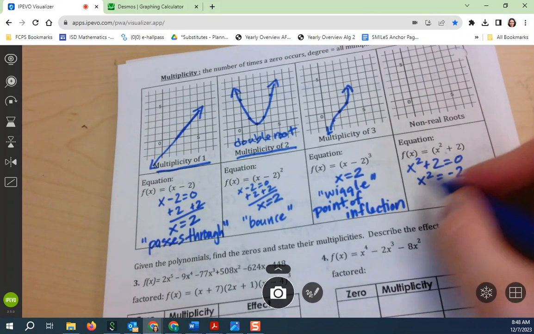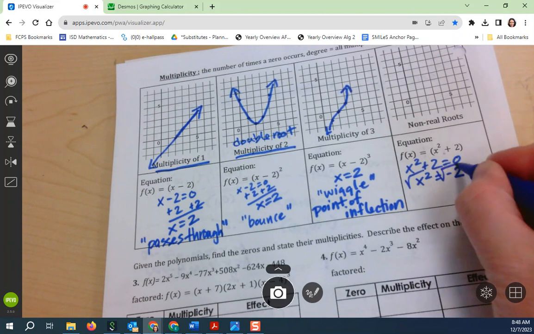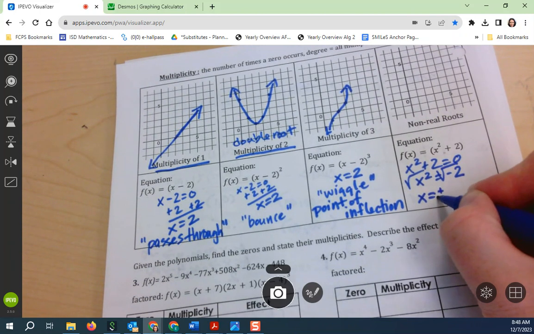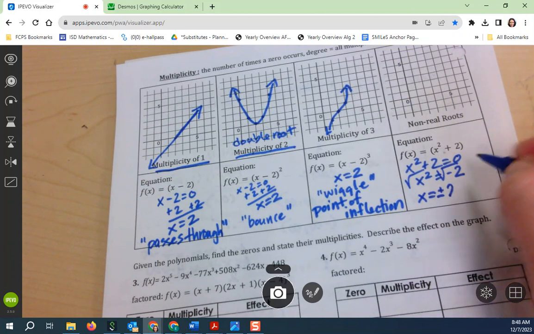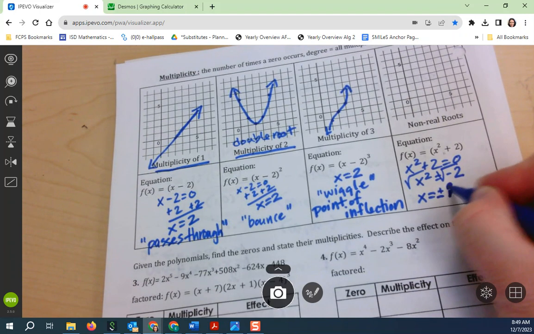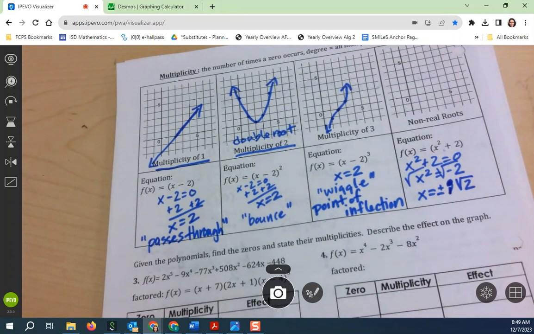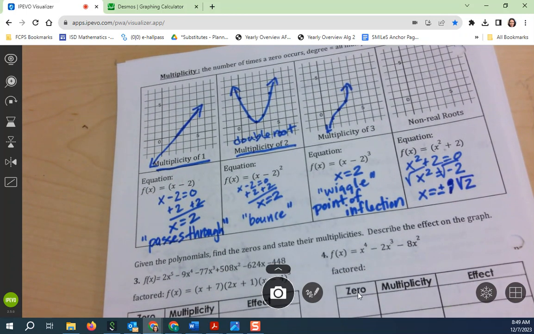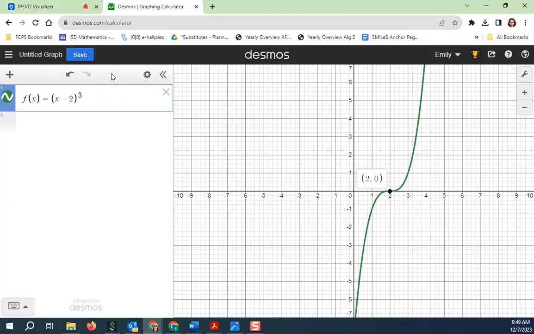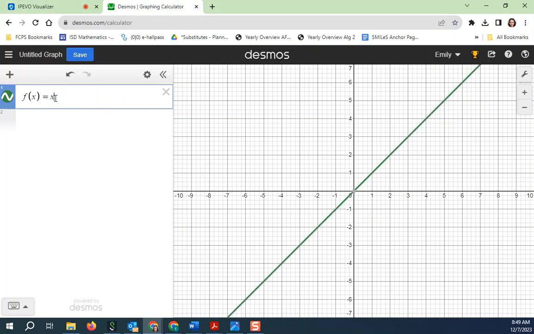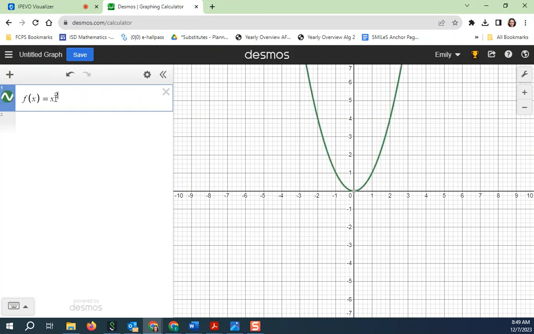Okay, so we're going to square root both sides. With a plus or minus, we're going to get x equals plus or minus i root 2. Let's see what that graph looks like. All right, so it looks like that. And notice it doesn't cross the x-axis, and that doesn't mean it doesn't have any zeros. It just means they're not real.